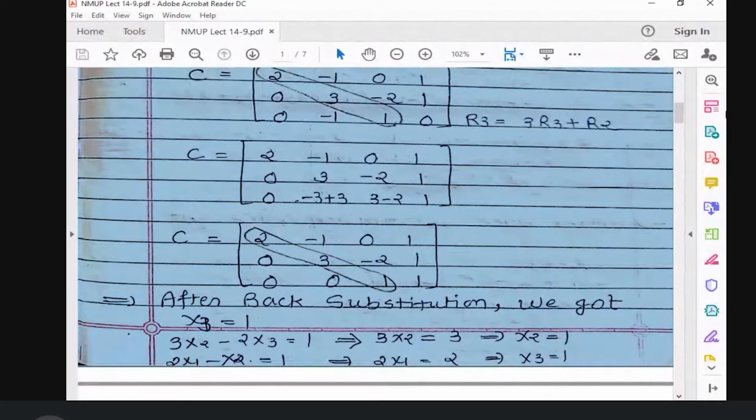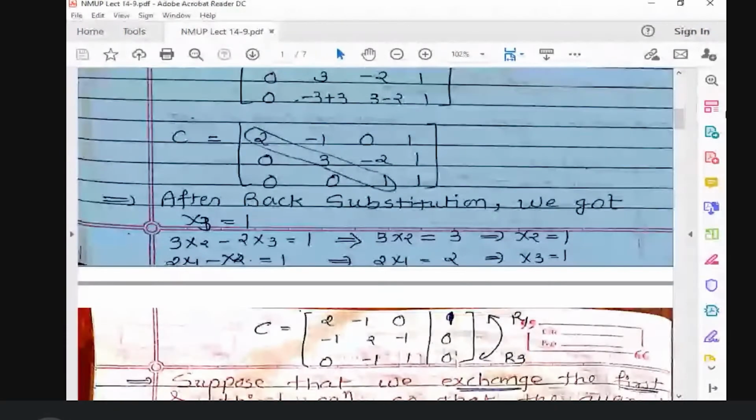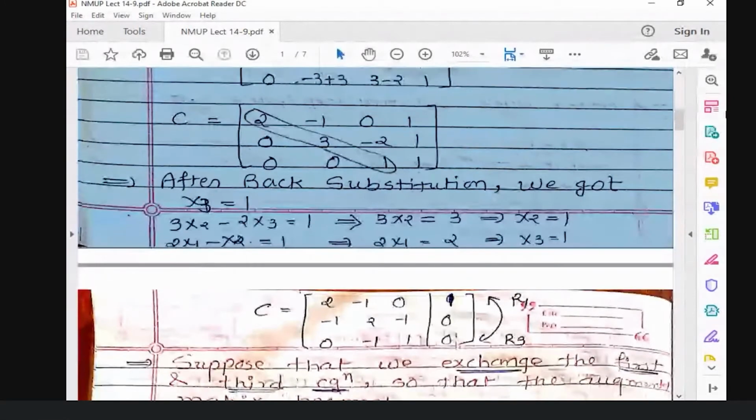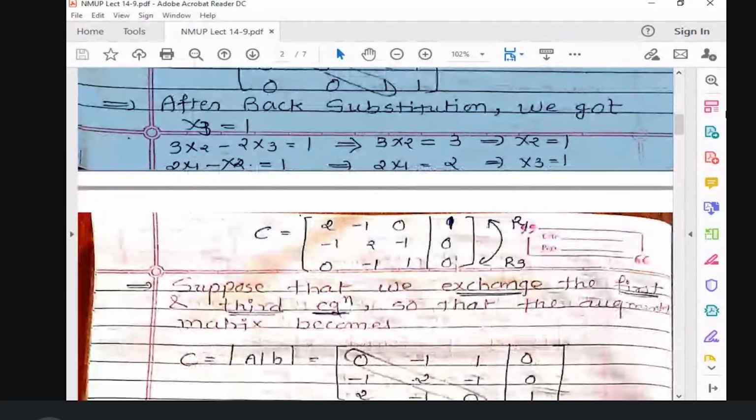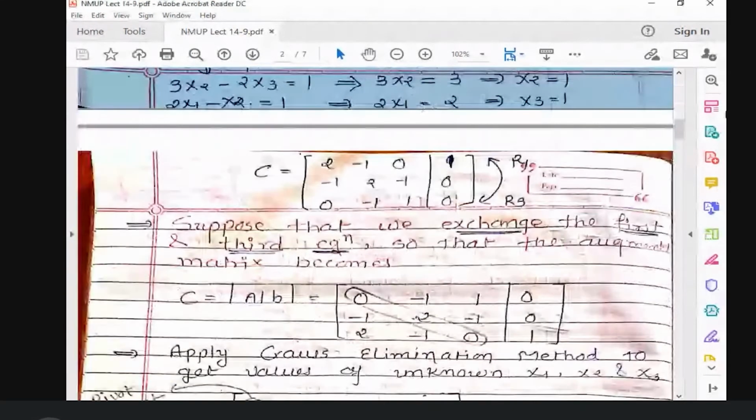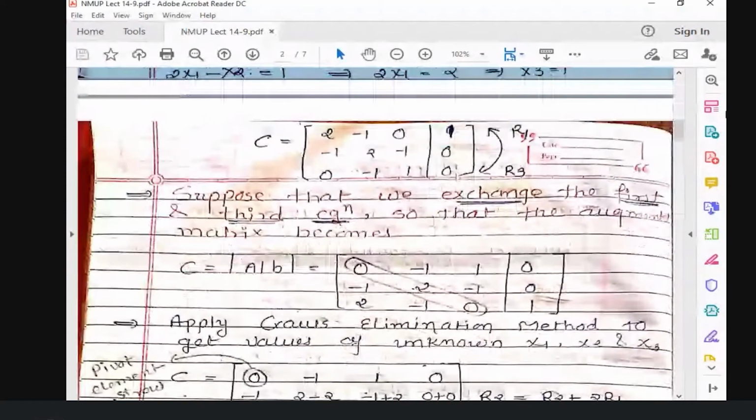Now suppose I'm just interchanging the position of row 1 to row 3 and row 3 to row 1, right? So what happened after this? Suppose we change the first and the third equation so that the augmented matrix becomes like this. Now over here, just see, in my diagonal, two elements are equal to 0. Only the second element is equal to 2.